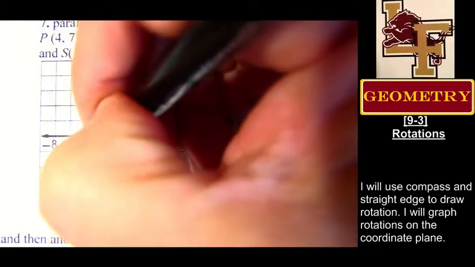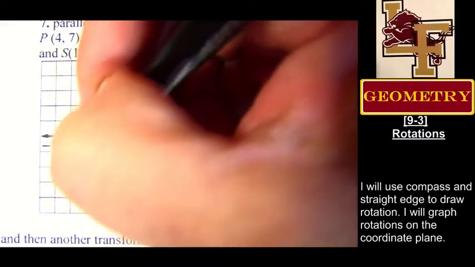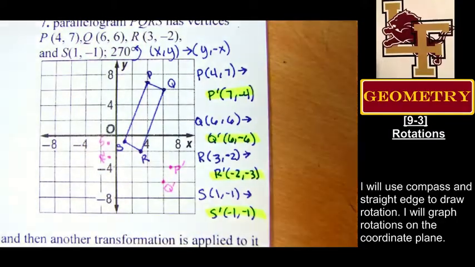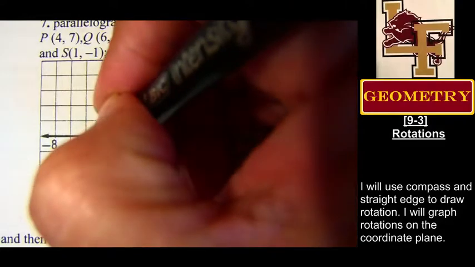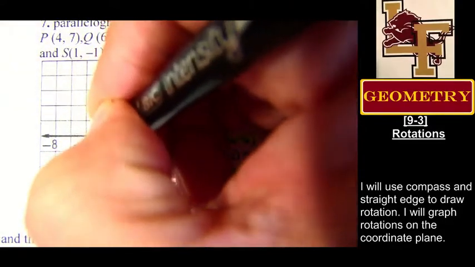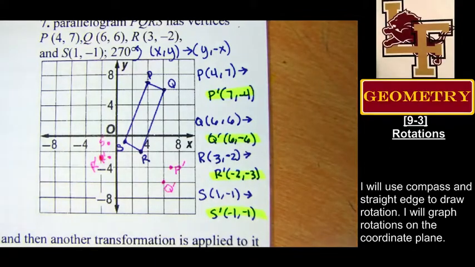Am I graphing these in the right place? Oh, I put R in the wrong spot, didn't I? You put -1 to -3. It's supposed to be -2. Oh, I did put R in the wrong spot. It should be there. Okay, thank you. Sorry, got distracted.